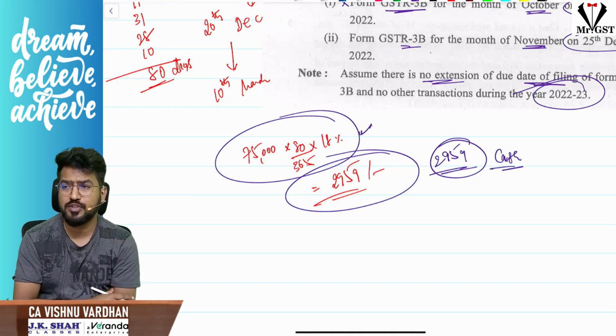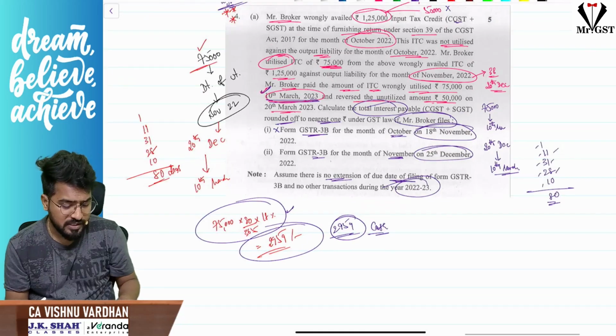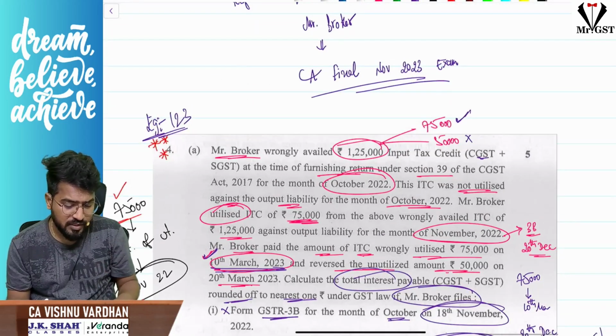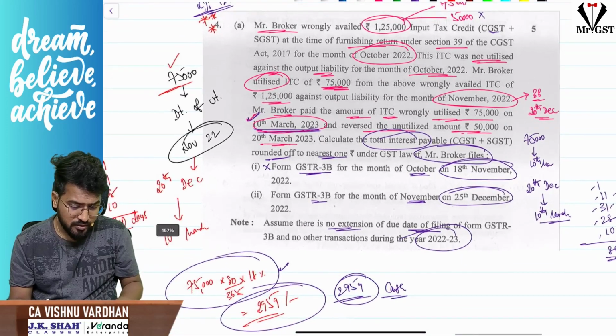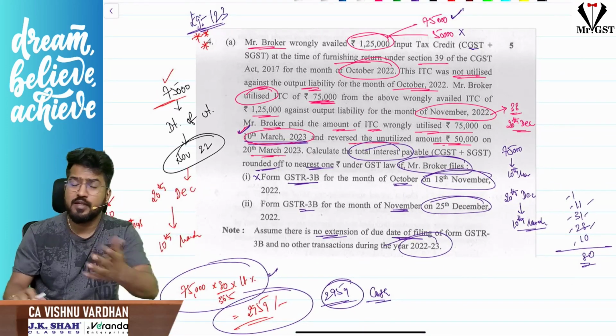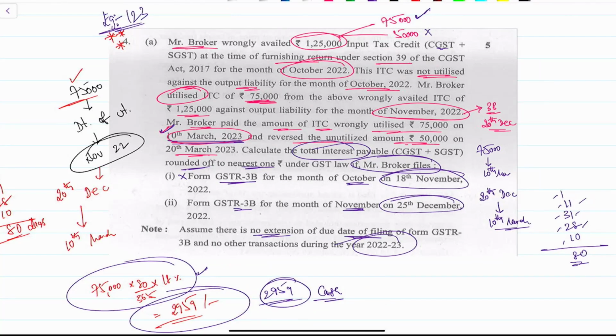That is what the concept. This should be paid only in cash. Hope it is clear for you. Okay, this is like past exam questions, CA final November 2023. So you can just pause the video and check, or go through the question if you want one more time peacefully.